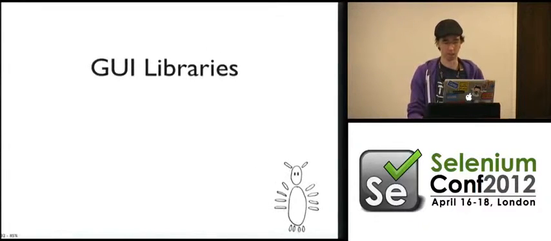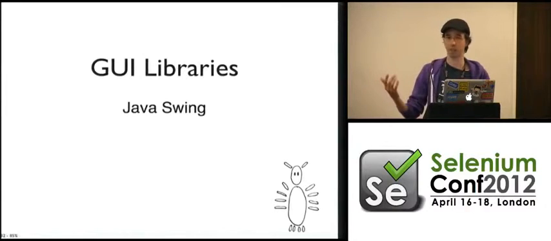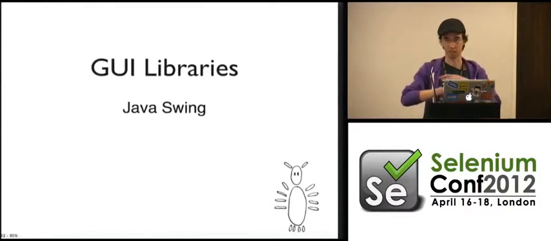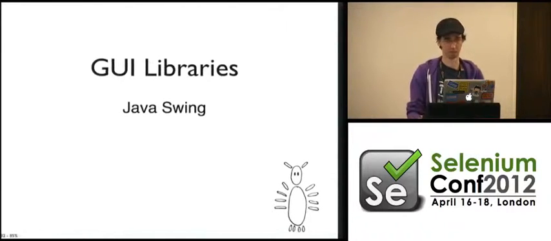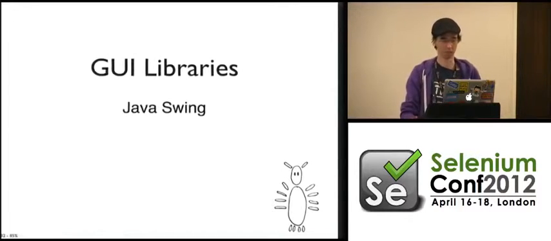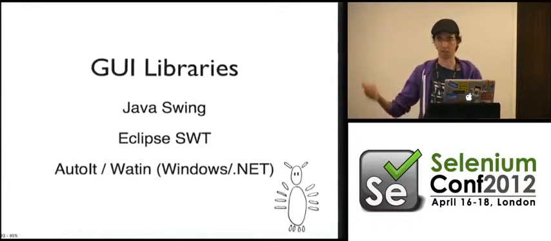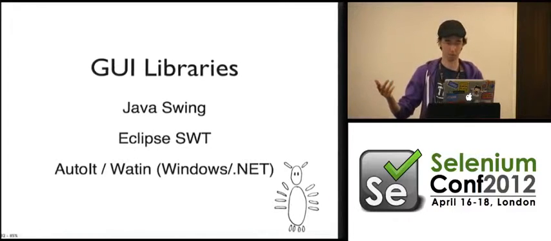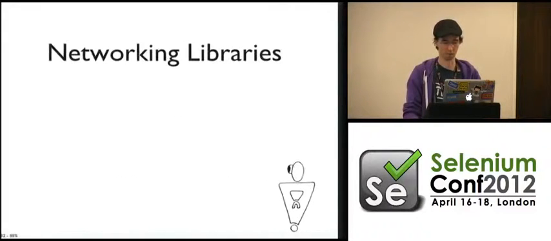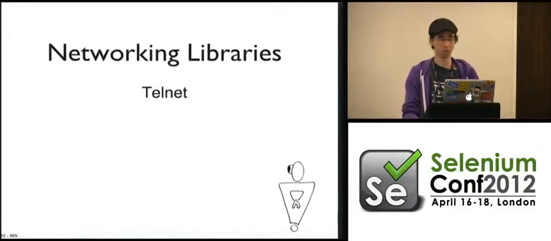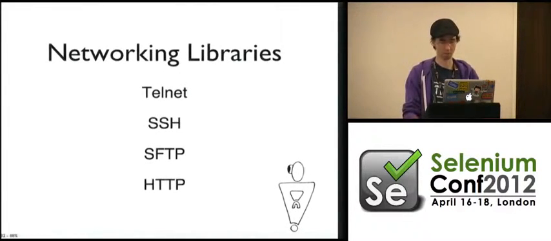There are GUI libraries, and here you can see it's not just about web testing, it's testing those heterogeneous systems that consist of thousands of different environments. So you can test Java Swing GUI applications, Eclipse SWT applications. There's a plugin for AutoIt, but I'm not a Windows guy, so you can automate GUI stuff there. There are networking libraries, Telnet, SSH, SFTP, they come bundled, I think, and HTTP.